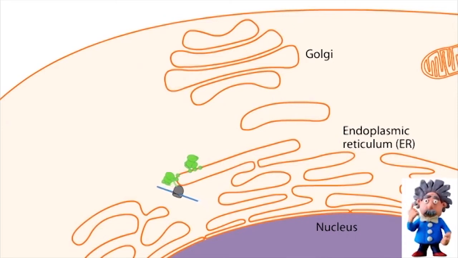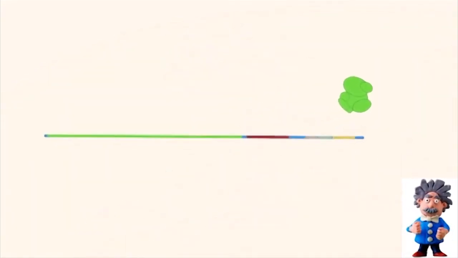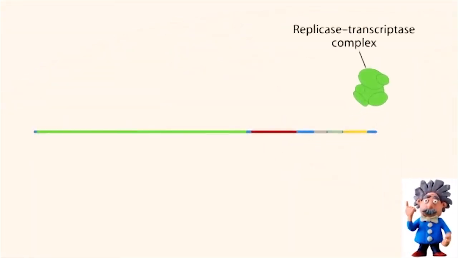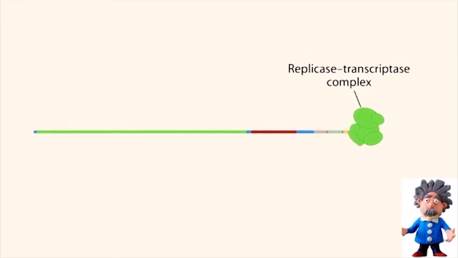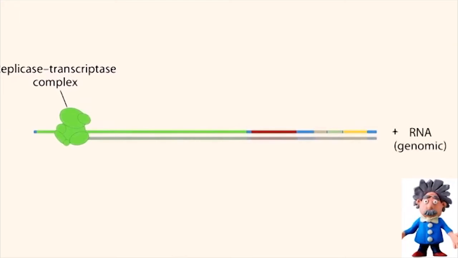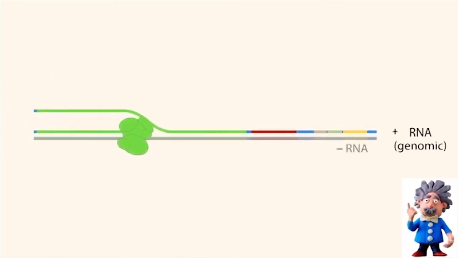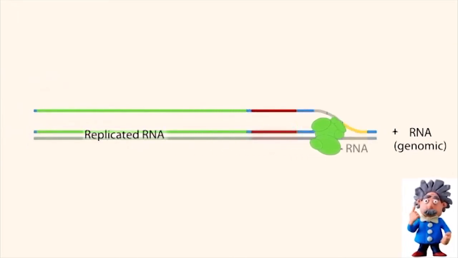In essence, the virus has hijacked the cell's machinery and created a new machine which can now multiply its viral genome. This machine is referred to as the replicase transcriptase complex. Replicase transcriptase complex uses the viral RNA, also known as plus RNA, to create a complementary copy called minus RNA. This minus RNA is then copied to make more plus RNA, which can be packaged into new viruses.